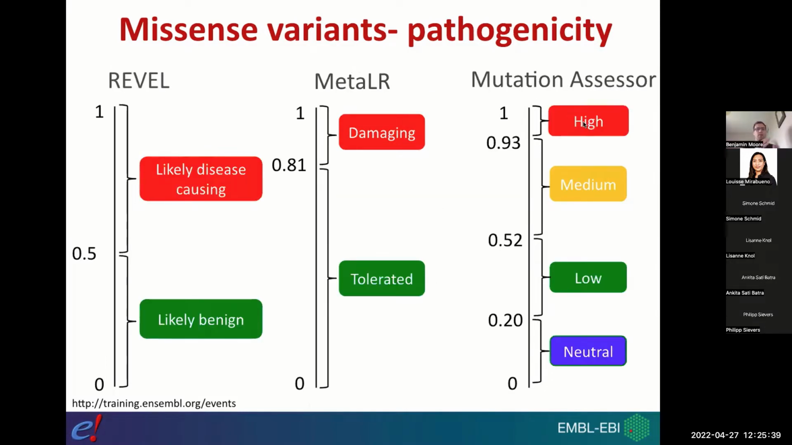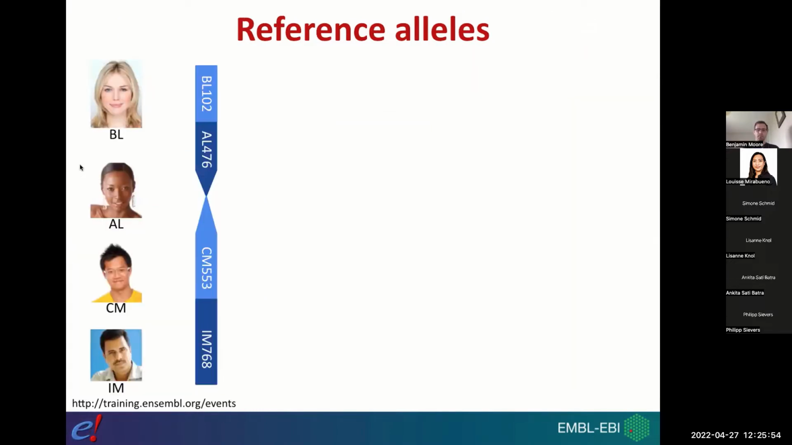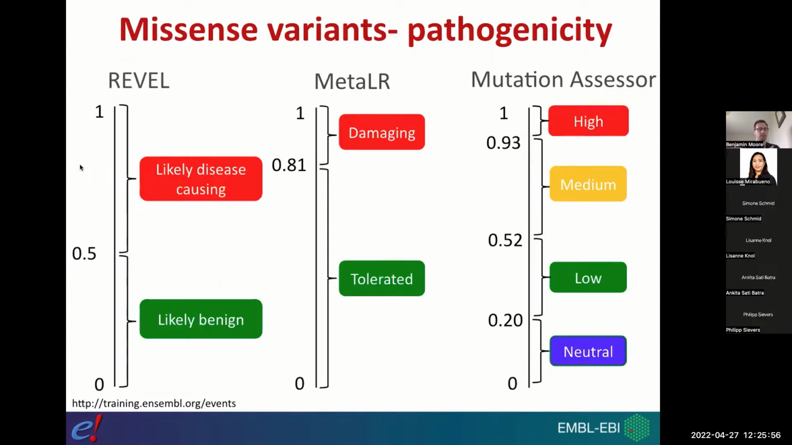And then we also have REVEL, Meta-LR, and Mutation Assessor. Again, these all work on a scale of 0 to 1, with 0 predicted to be more benign or tolerated, and 1 more damaging or disease-causing. The final thing to mention with the pathogenicity predictions is that we have all of this data in Ensembl with the scores and the color coordinations, and I'll show you how to view that in the browser in a moment.